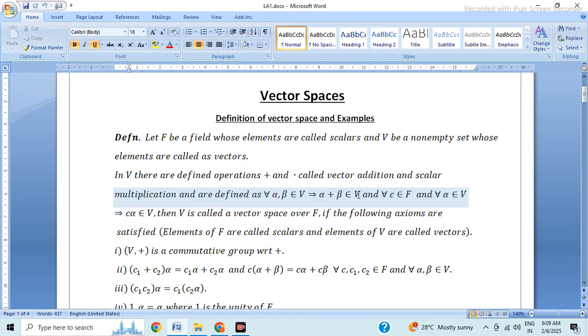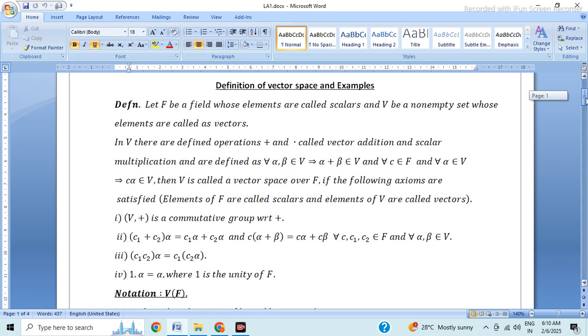Then how are we defining vector addition? For every alpha, beta belonging to V, alpha plus beta belongs to V. And for every C belonging to F and for every alpha belonging to V, C alpha belongs to V. Then V is said to be a vector space if it satisfies some conditions. First condition is that (V, plus) should be a commutative group or abelian group with respect to vector addition.